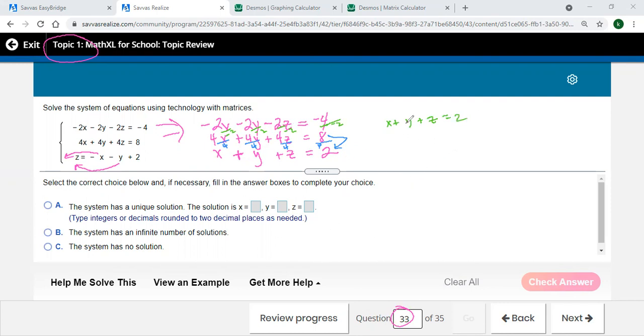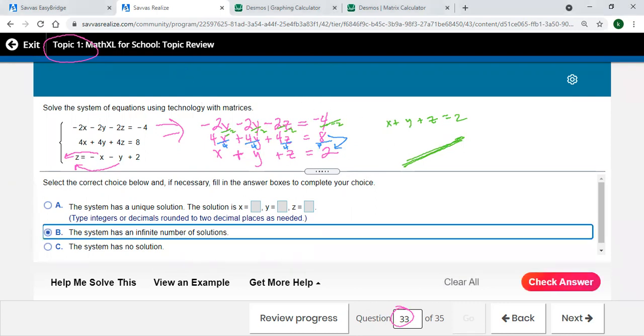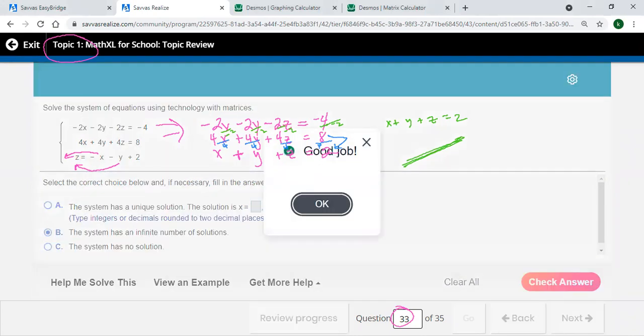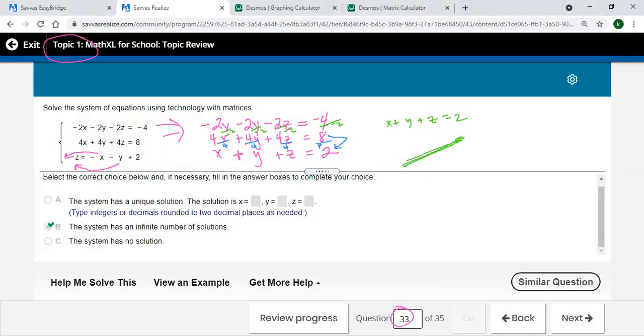And what that means is that they're all lined up just on top of each other. So every point on one is a solution for the other. So what it means is that there is an infinite number of solutions. All right, so if you get that, the other one is that sometimes it might be parallel lines and you'll get no solution, and that's possible.